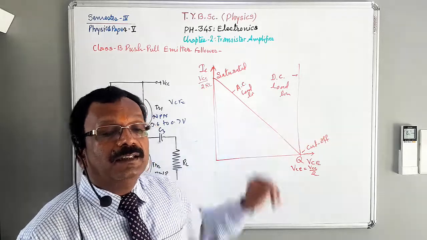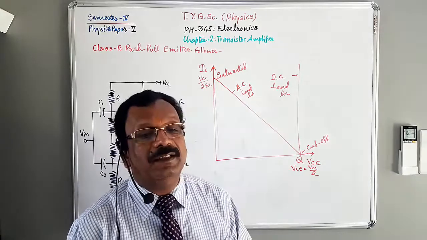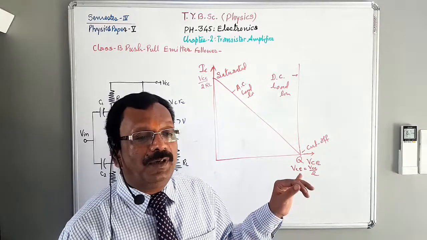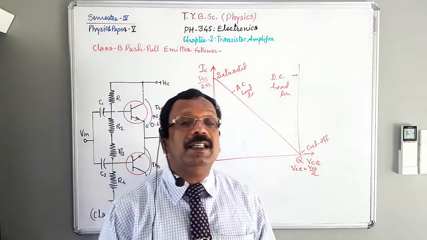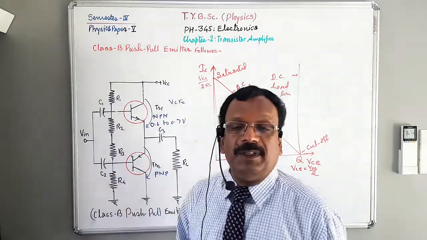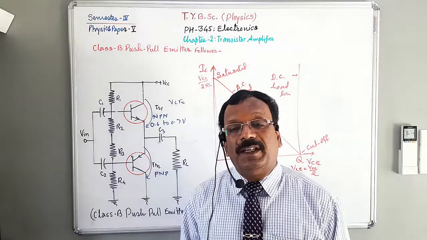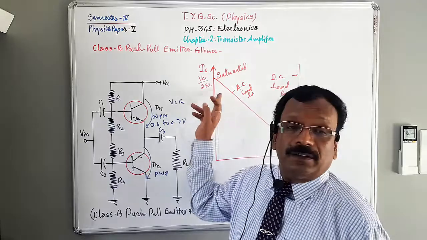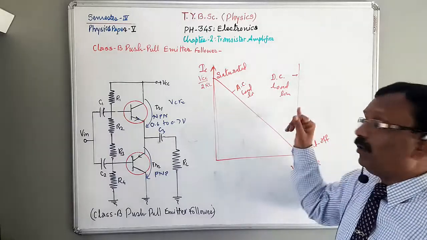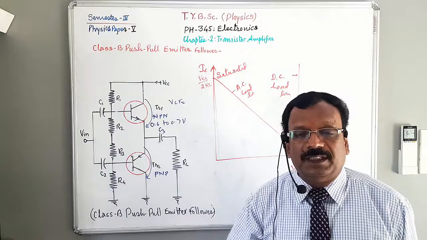So the most difficult thing about designing the class B amplifier is setting a stable quiescent point at the cutoff region. Any significant decrease in base emitter voltage with temperature can make the quiescent point move up here or here. And in the case of the DC load line, it is dangerously high current for the circuit.